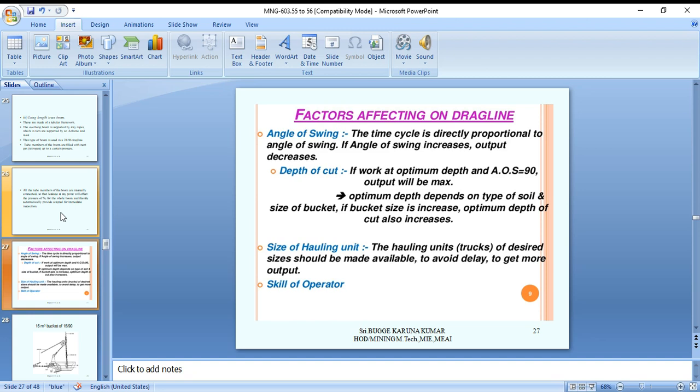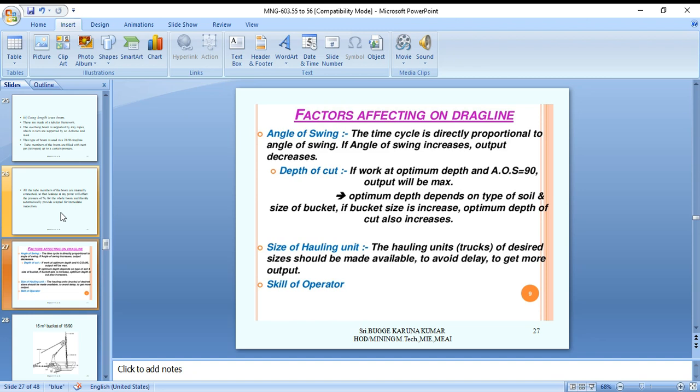Depth of cut: work at the optimum depth. The maximum depth of cut is 90 meters. The optimum depth depends upon the type of soil and the size of the bucket. If the bucket size is increased, the optimum depth of cut also increases.